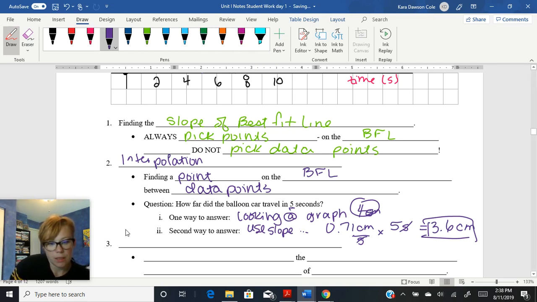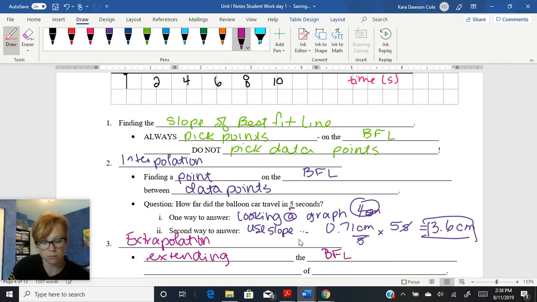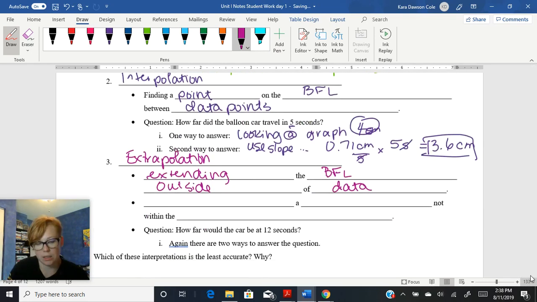So the last way that we can interpret a graph is by extrapolation. So extrapolation is kind of a little extra. So this is extending on outside of the data. We are looking at estimating a variable that's not within the graph. So an example of this would be, how far would the car be at 12 seconds? So I don't have a data point for 12 seconds, but I could probably predict where that might go.